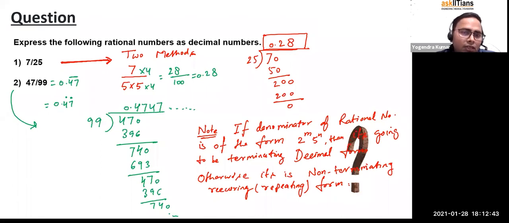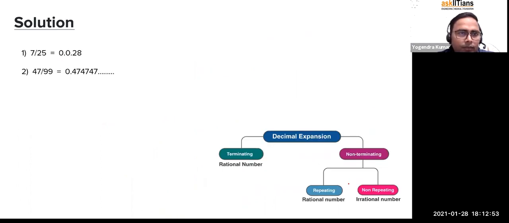Without doing long division, we can identify whether it is terminating or non-terminating, right? So we only need to check the denominator of the number. So these are the answers. Okay, you can ignore this, right? I hope it makes sense.